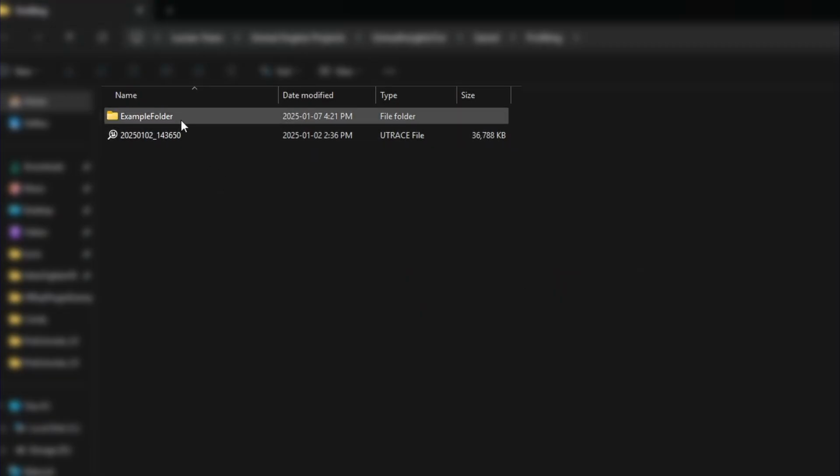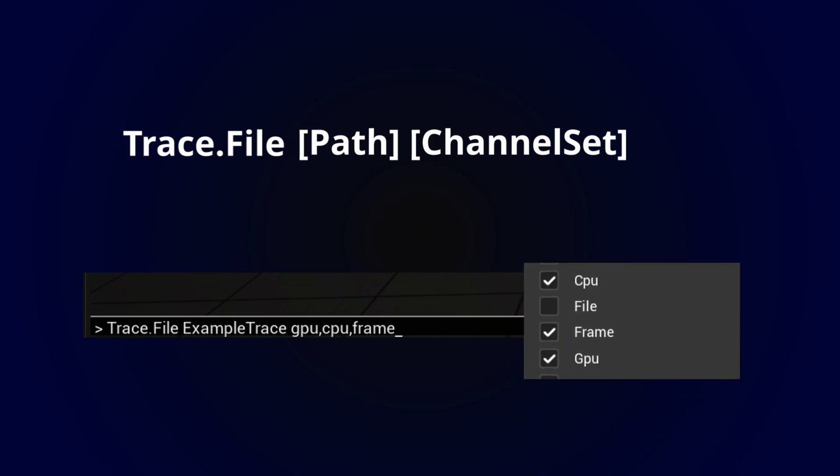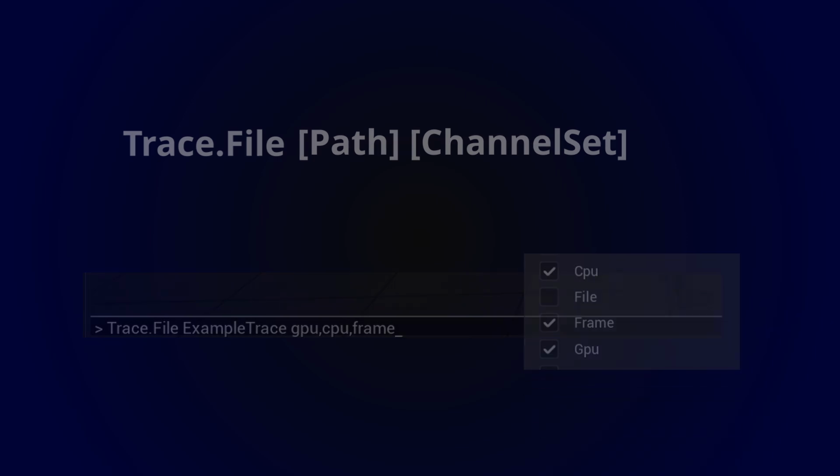You can organize your traces into folders this way, but just a file name will work too. The channel set is a list of all the channels you want to include in your recording, separated by a comma. This channel set is the equivalent to turning different channels on and off in the Trace widget. Your other option is trace.send.